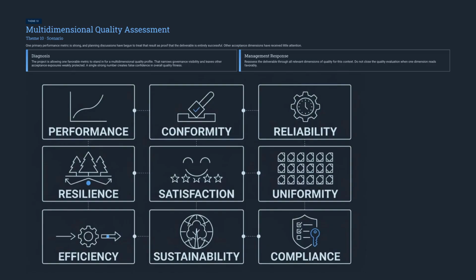Theme 10 warns against relying on a single favorable performance metric as proof of success. Quality fitness is multidimensional. You must assess the deliverable through all relevant quality dimensions for the given context, rather than closing the evaluation early based on one strong number.